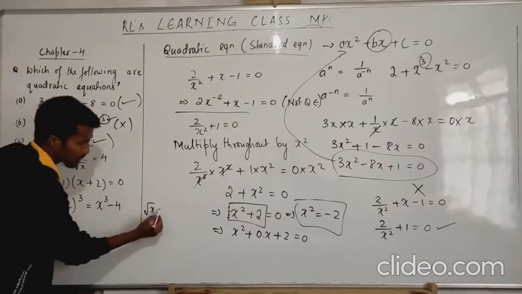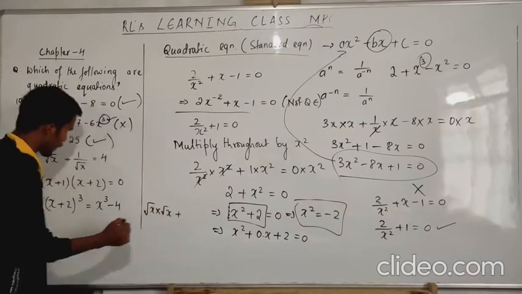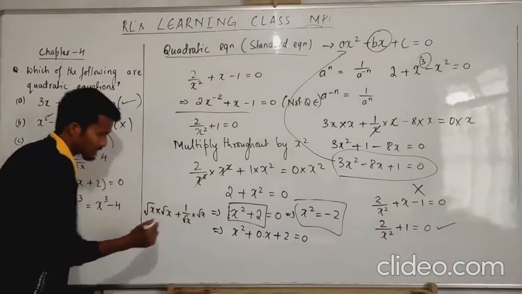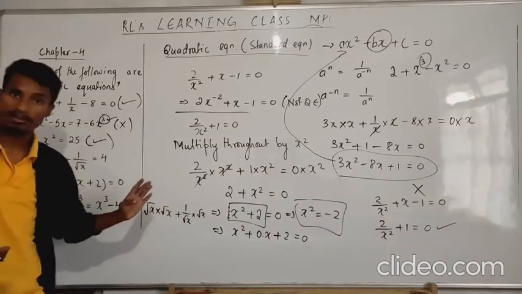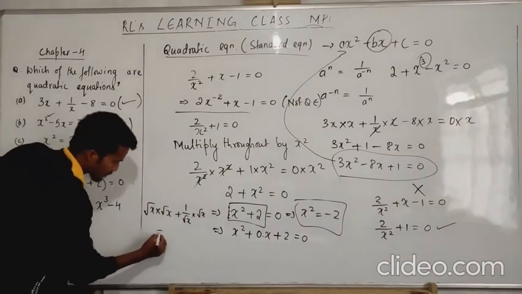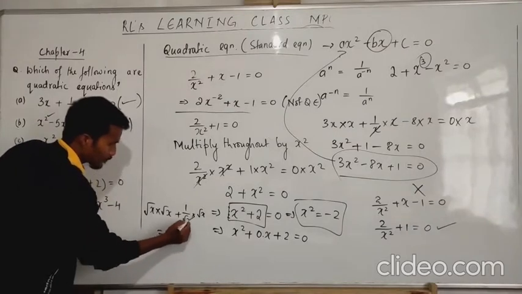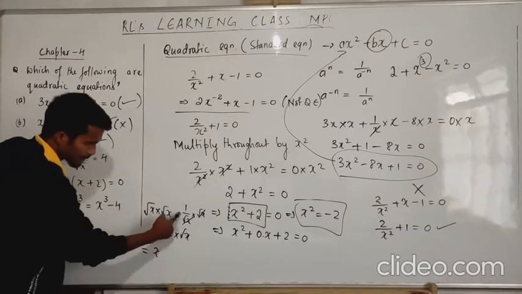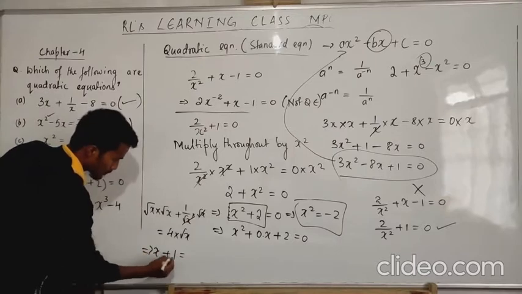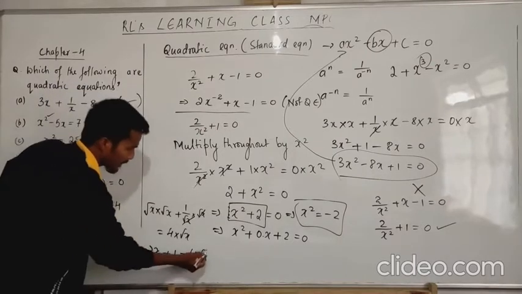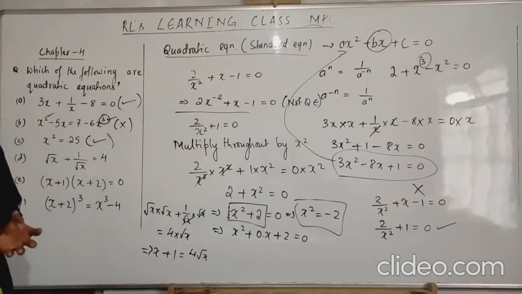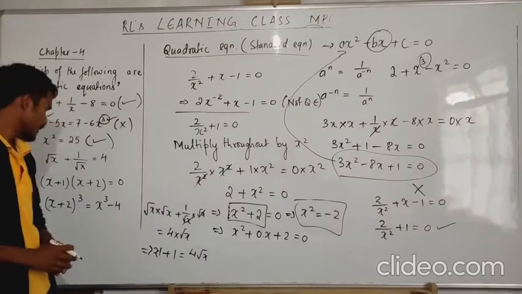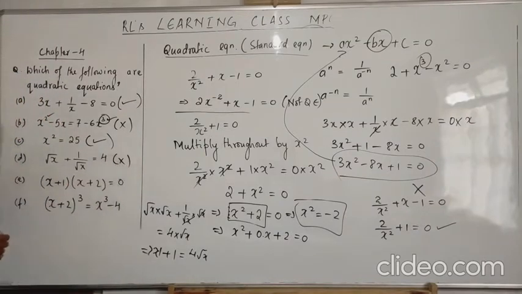Then root x into root x, then plus 1 by root x, again multiply root x. Multiply through by root x means everything we have to multiply by that. Then equal to 4 multiply root x. Now root x and root x cancel. Then root x into root x we got x. Then left here only 1, equal to 4 root x. Now again this x is still inside the root, and also here the power is only 1. Then this is not a quadratic equation.